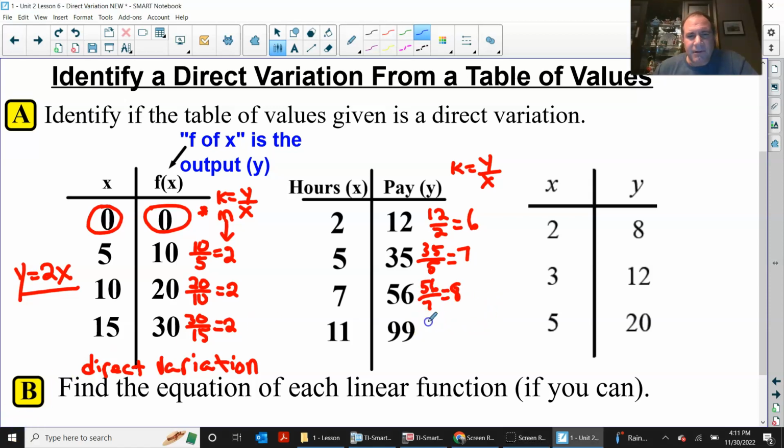I mean, I'm going on, but this is not the same constant. Is this a direct variation? We don't even have to work back to it. Not a direct variation.